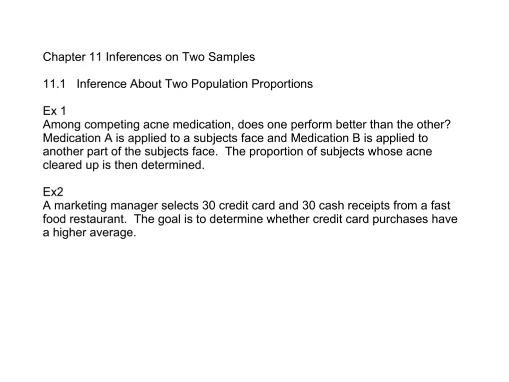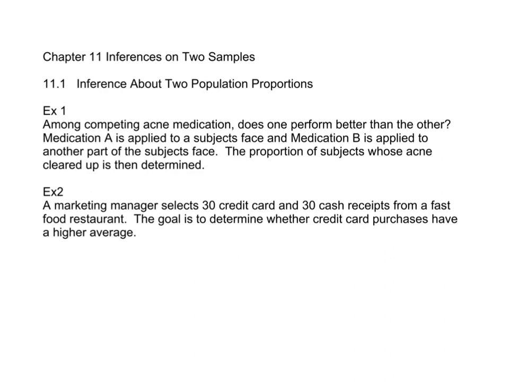Okay, the first thing I want to look at here is the difference in the language in looking at these problems. In example 1, we have acne medication. We're applying medication A to part of a subject's face, medication B to another part of their face, and the proportion of subjects whose acne is cleared up is then determined. So clearly the wording, right, proportion there, and we have two different medications both being applied to the same person's face. Okay, so that's how we're comparing two different samples, right?